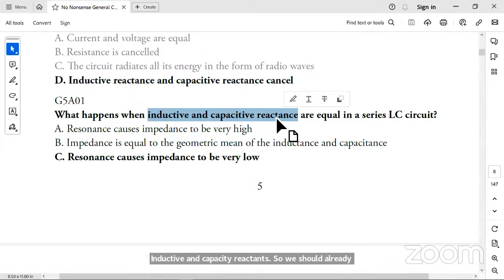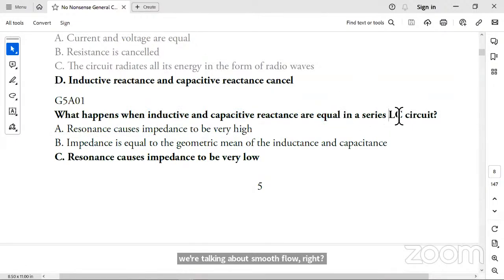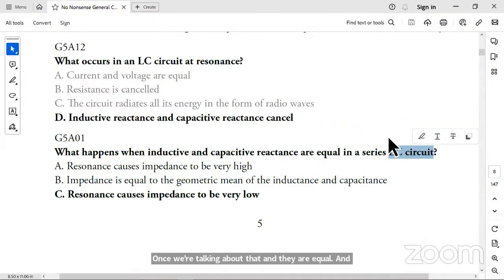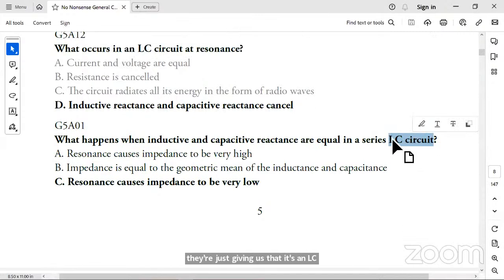We're talking about resonance. We're talking about them canceling each other, and we're talking about a smooth flow, right? Once we're talking about that, and they are equal, and they're just giving us that it's an LC circuit. Again, similar to before, LC circuit, what is that? A circuit with an alternating current source, and it only has an inductor and a capacitor. What happens when the inductive and capacitive reactance are equal?